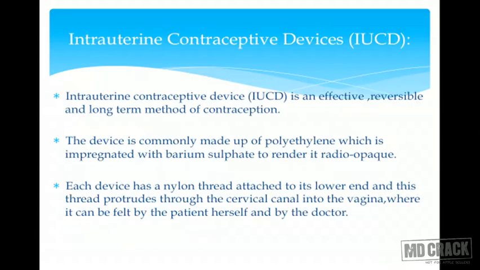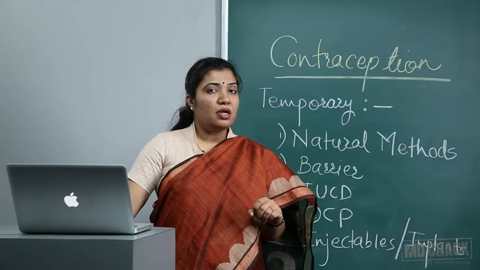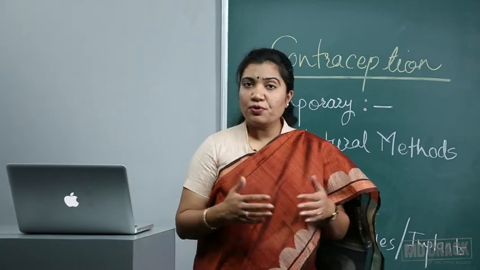Now coming to the other most important thing, the natural barrier IUCD, intrauterine devices. They are of many types. They can be plain IUD, or copper containing, or the third generation, now hormone containing. The intrauterine contraceptive device is an effective, reversible, long-term method. Every act of coitus doesn't need one single new copper T or IUD. The device is commonly made up of polyethylene, and then it is impregnated with barium sulfate to make it radio opaque. Now why is this required? Because it's going to stay in the uterine cavity for a longer time.